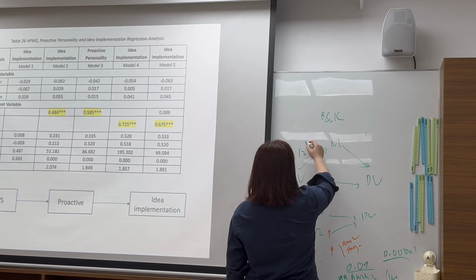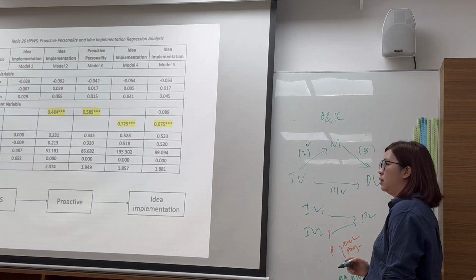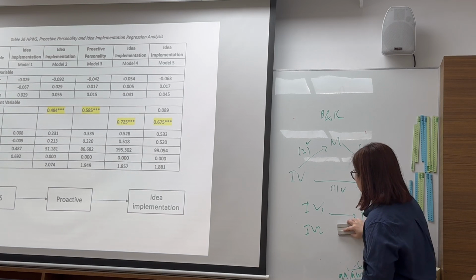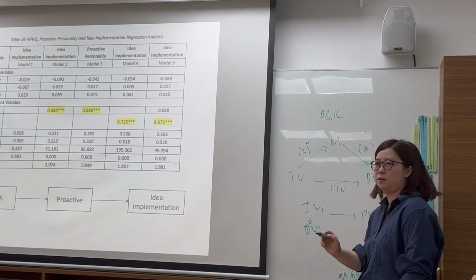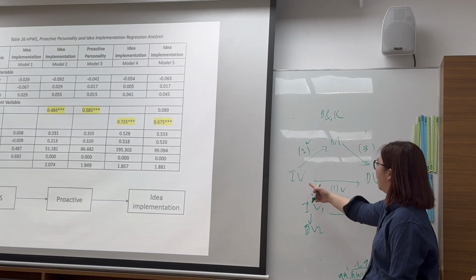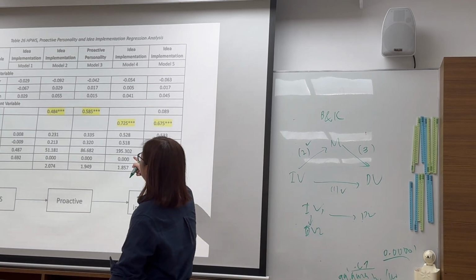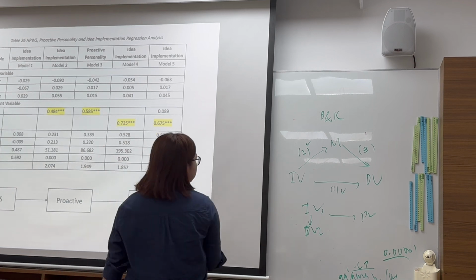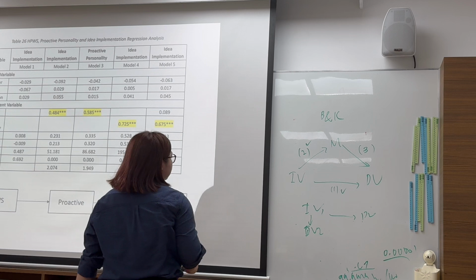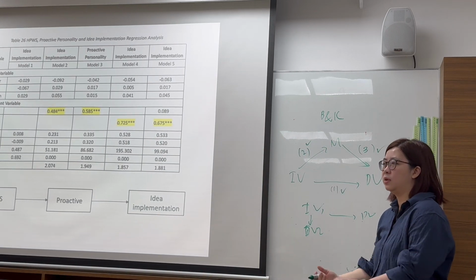Okay, we meet the requirement. Third requirement, the mediator has to affect the DV. If not, then it's just 1 IV with 2 DVs. If this one doesn't affect the mediator, doesn't affect the DV, then you have 1 IV on 2 DVs. Number 3, mediator, proactive personality, to DV. Here, significant. So when you meet the 3 conditions, then we go to the last step.